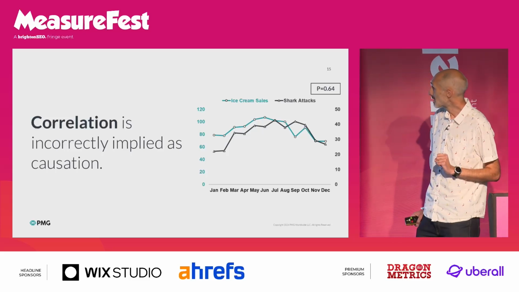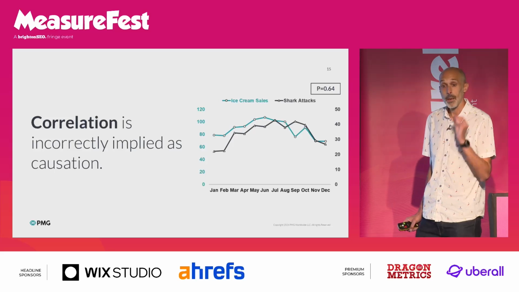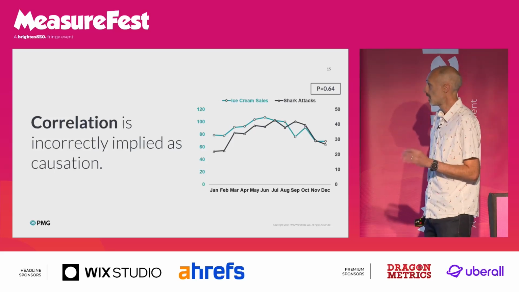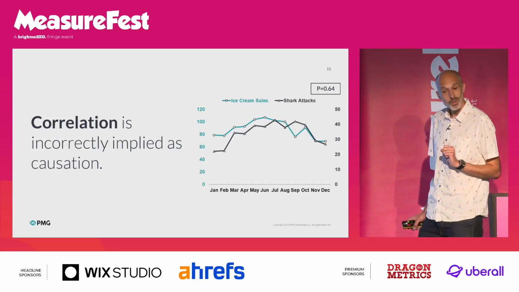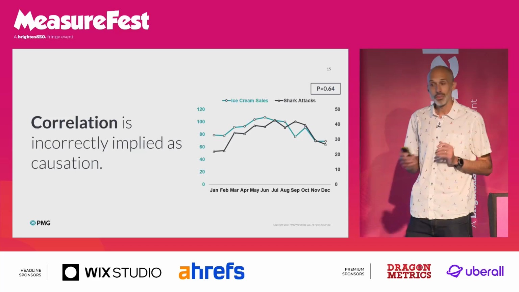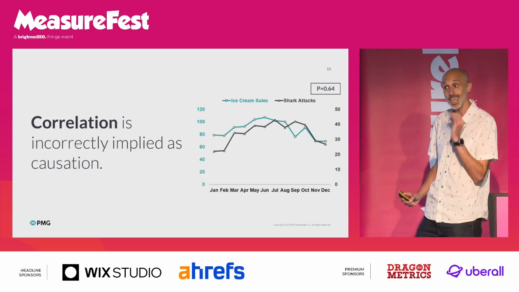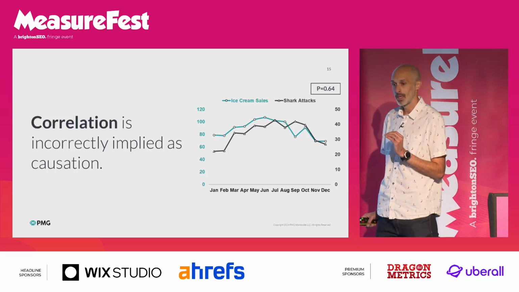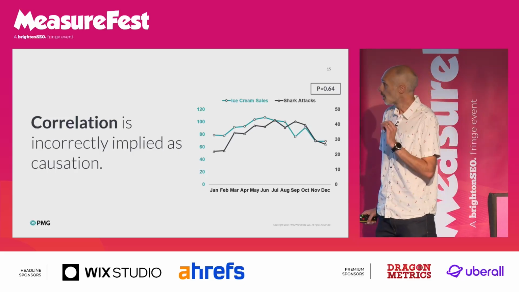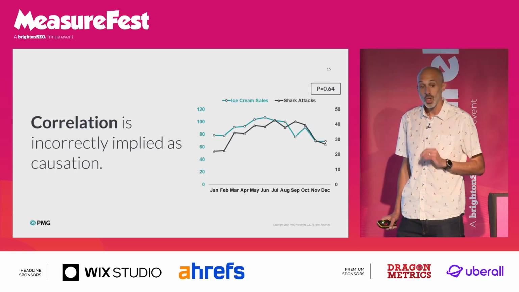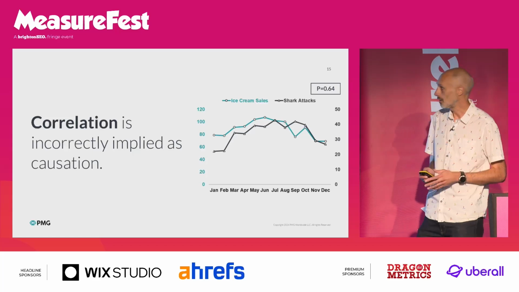Here's an example of two data sets, ice cream sales and shark attacks, plotted across time. We can see that there appears to be a correlation between the two data sets. We run the Pearson's correlation coefficient. That returns a value of 0.64, which indicates a moderate correlation. Then this bias kicks in. Correlation is incorrectly implied as causation, which gives us a couple of very bizarre insights.